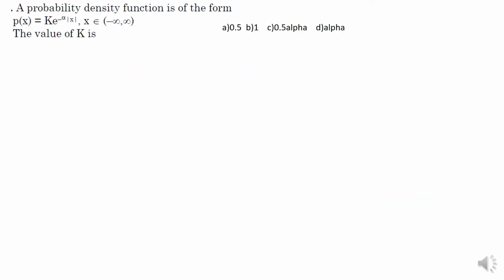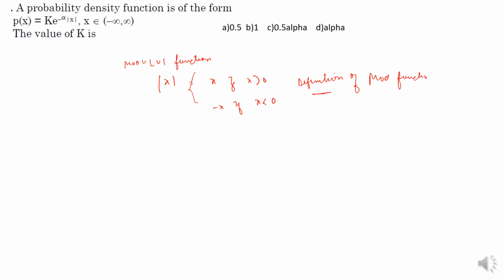Now, the probability density function is of the form p of x is k e power minus alpha mod x. The value of k is. So first of all, the modulus function. Mod x is equal to x if x is greater than 0 and it is minus x if x is less than 0. This is the definition of the mod function. Okay, so this is what a mod function is.